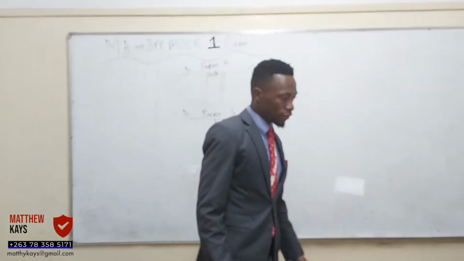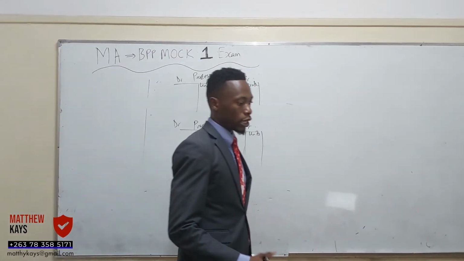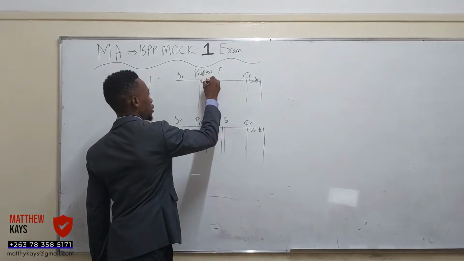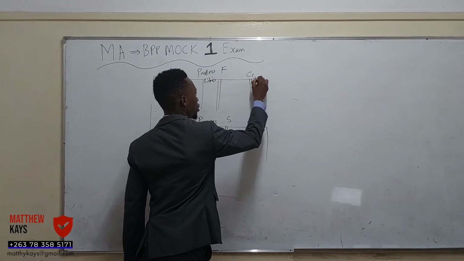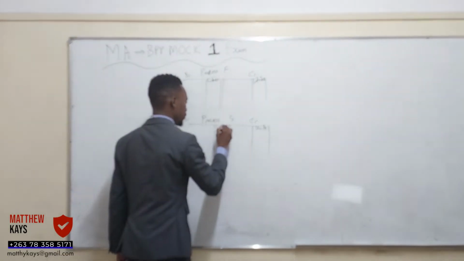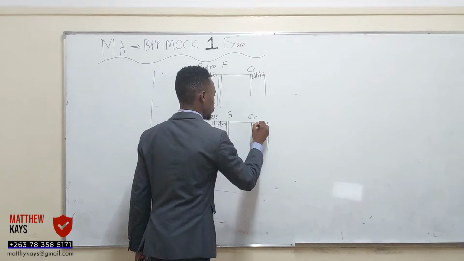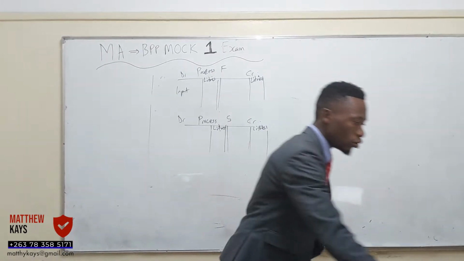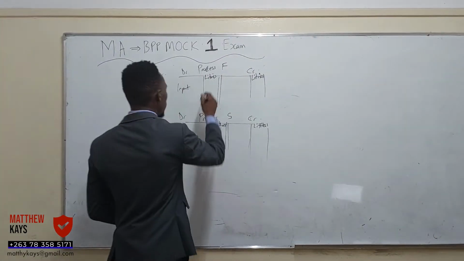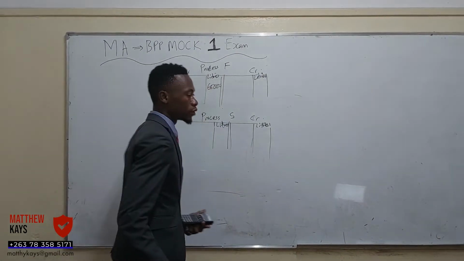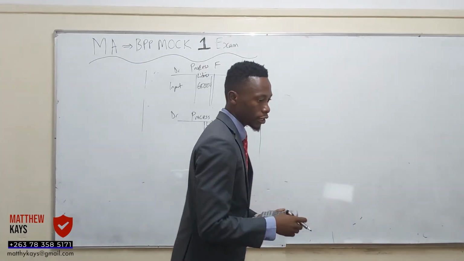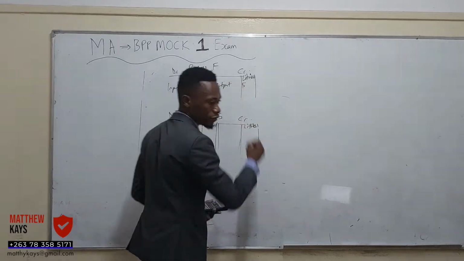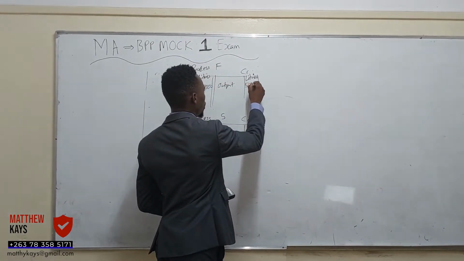Now on process F, they are giving the input. We do have liters on the question. What is our input on process F? I'm seeing that the input is 65,000. What about the output? The output is 58,900.